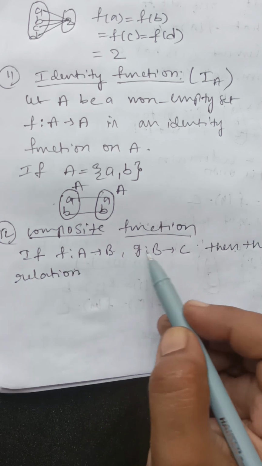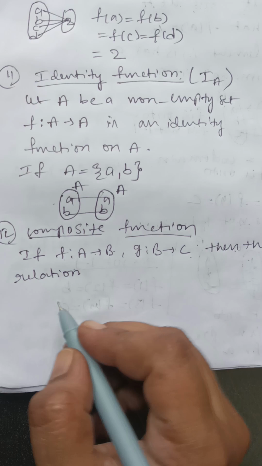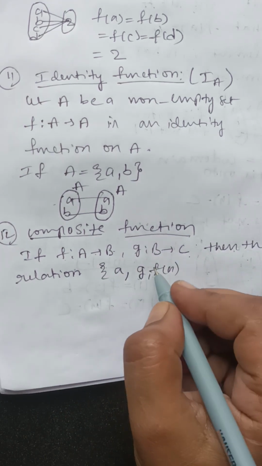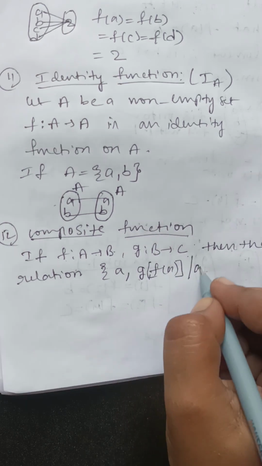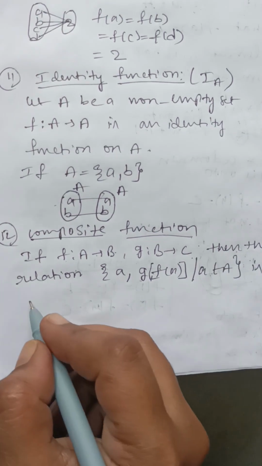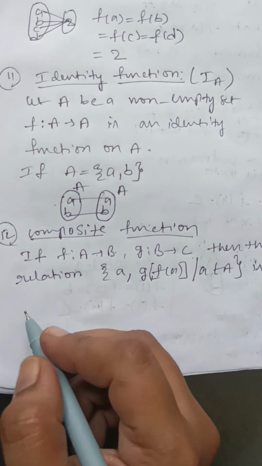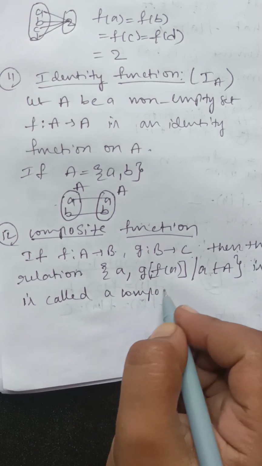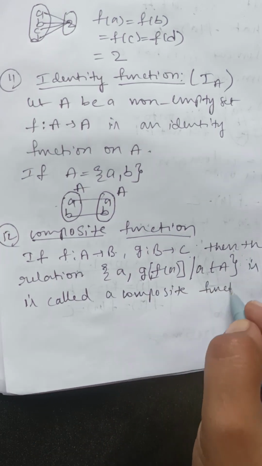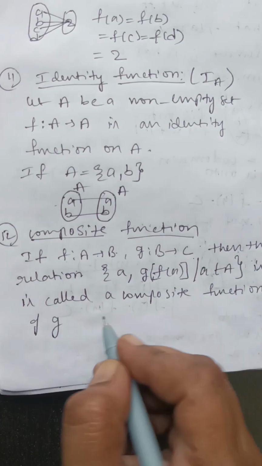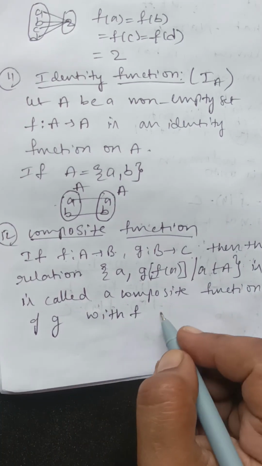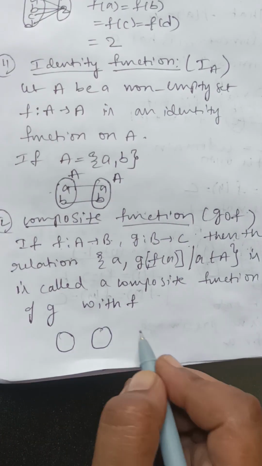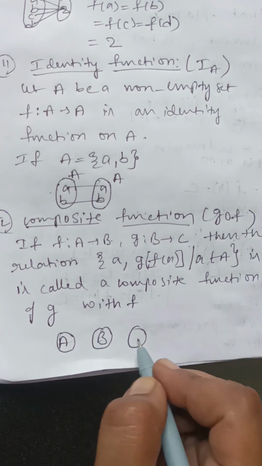Next one, composite function. If two functions F maps A to B and G maps B to C, then the relation {(a, G of F of a) such that a belongs to A} is called a composite function of G with F. It is denoted by G circle F.